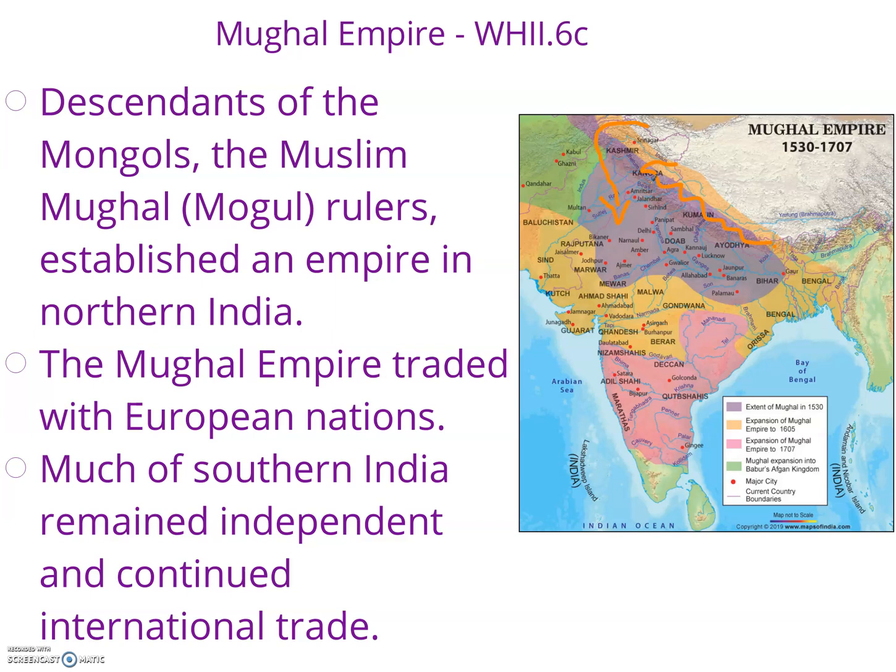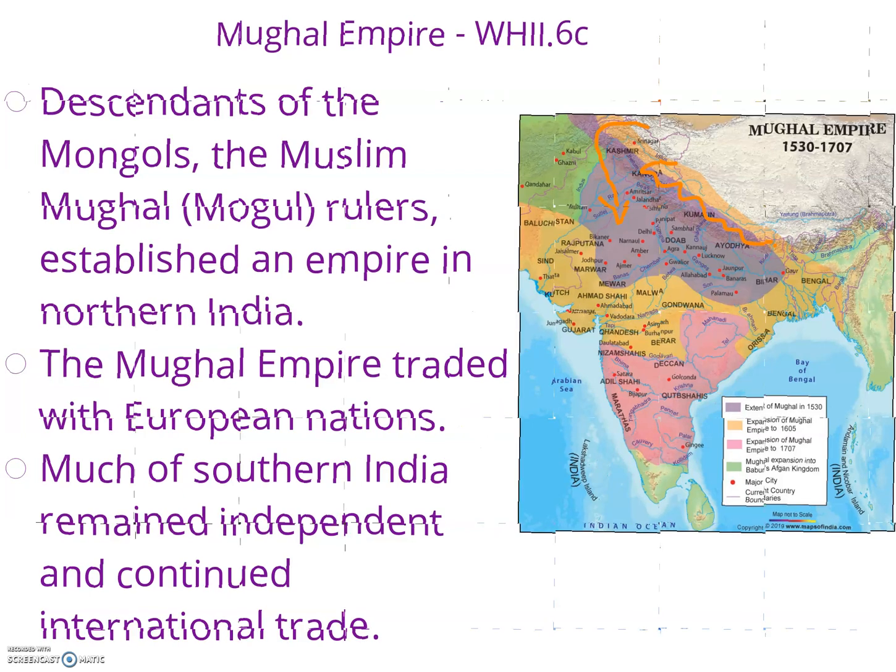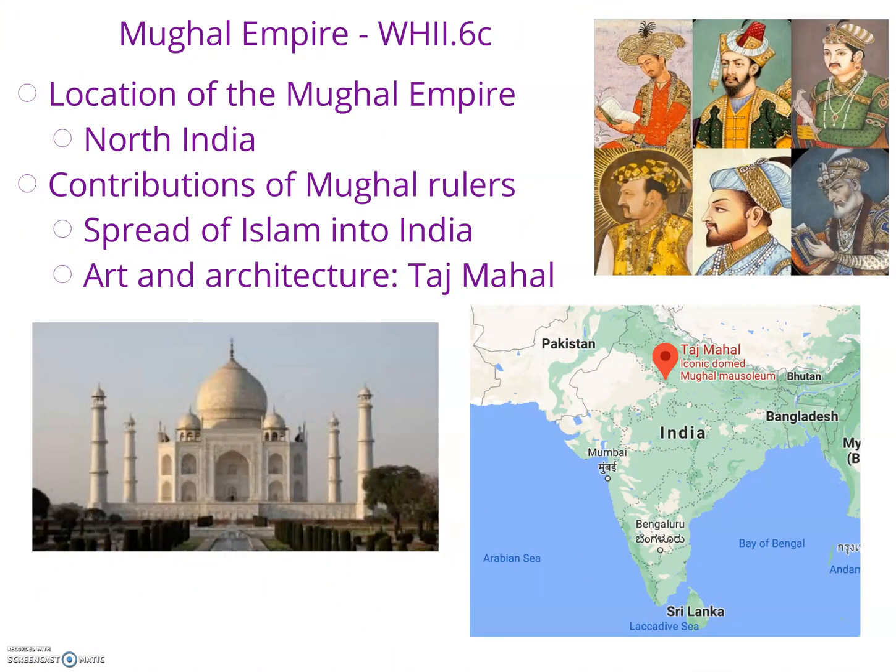You can see from this map that they don't actually ever take the entire subcontinent, because this southern section stays independent. But they're going to control, for several hundred years, all of the trade that's happening in the Indian subcontinent. So, like we said, we already talked about how they are in northern India.